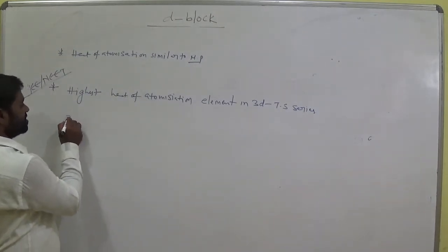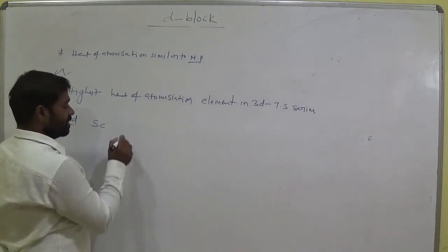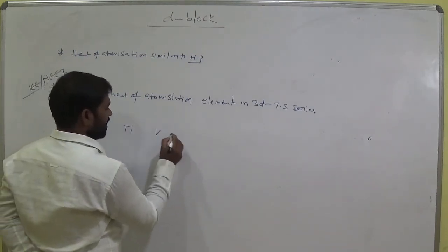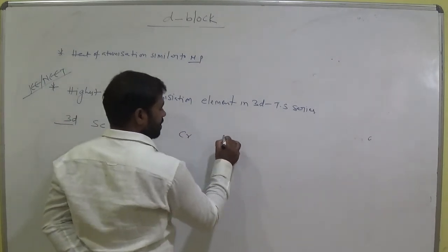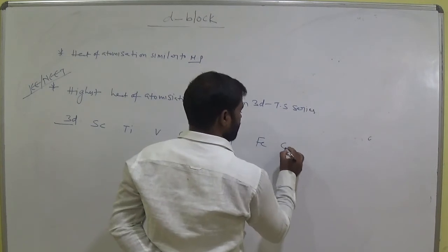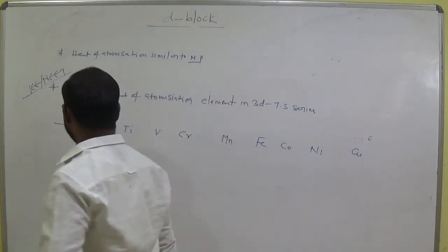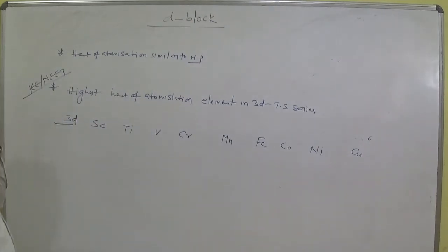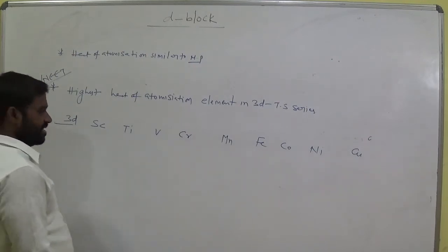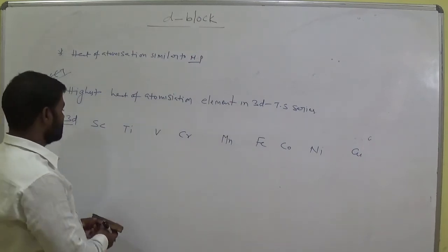So 3D transition series means it starts from scandium, titanium, vanadium, chromium, manganese, iron, cobalt, nickel, copper. Am I right? This is the 3D transition series. Among the 3D transition elements, which one has highest heat of atomization? That is the given question. Previously it was a medical question.